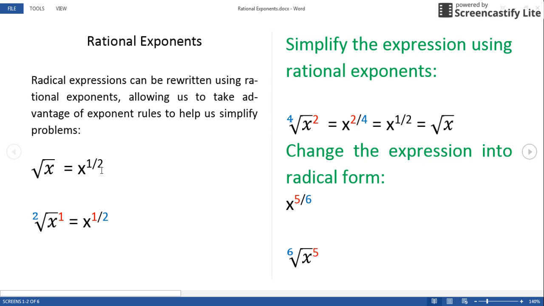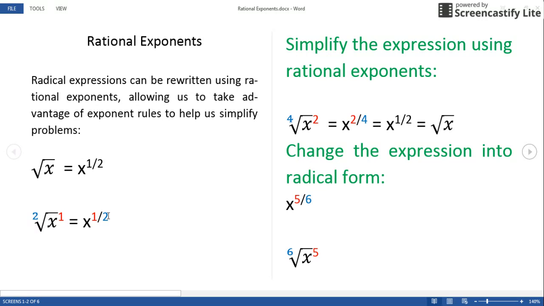It is helpful for us to think about the understood parts of this expression to see where that exponent comes from. Square root of x has an index of 2. This x has an understood exponent of 1. The exponent becomes the numerator of our fraction. The index becomes the denominator of our fraction.